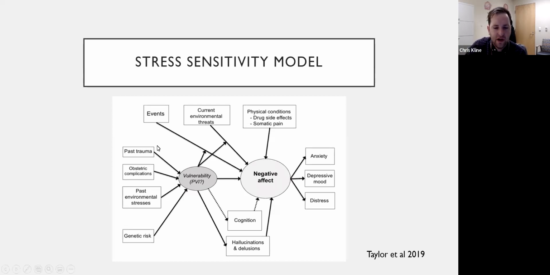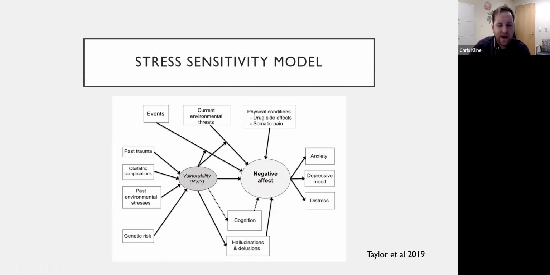So going through the model here, stress vulnerability is conceptualized as driving negative affect, which itself is comprised of different phenotypes that can be measured, including anxiety, depressive mood, and general distress. This vulnerability also, at least in part, mediates symptoms of impaired cognition and positive symptoms like delusions and hallucinations. Not all negative affect reflects vulnerability to stress. So situations like somatic pain or drug side effects may directly lead to negative affect. Environmental threats like poverty and discrimination may also directly cause this and are likely mediated by someone's vulnerability to stress.